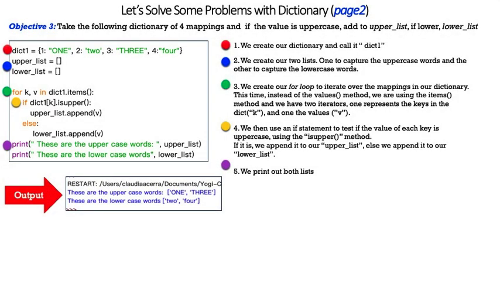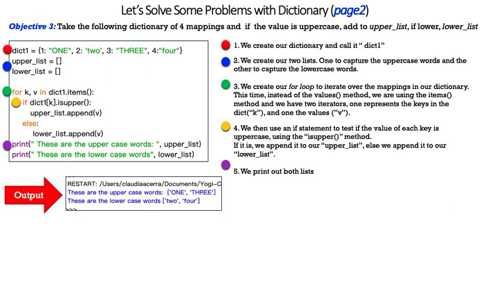And our last objective before we get to some more of the advanced topics having to do with dictionaries and mappings. We're going to take the following dictionary of 4 mappings, and if the value is uppercase, we're going to add it to our upper list. If it's lower, we'll add it to our lower list. So how do we solve? We create our dictionary and we call it dict1. We then create our 2 empty lists, one to capture the uppercase words and the other to capture the lowercase words, and we name them upper_list and lower_list respectively.